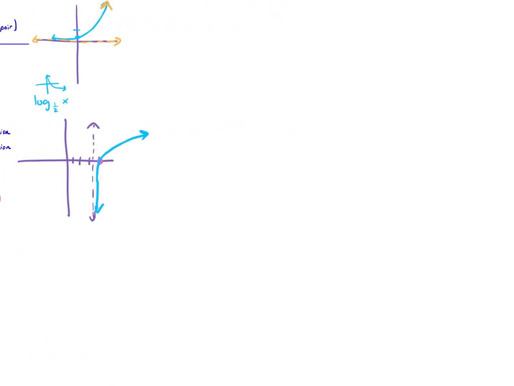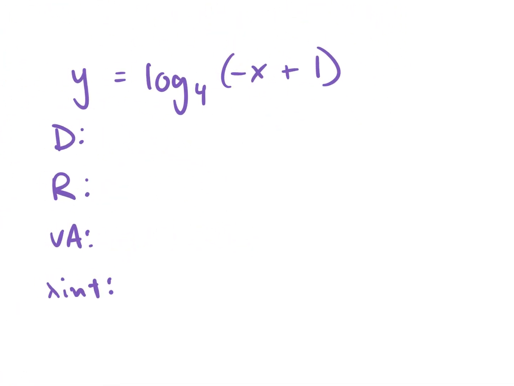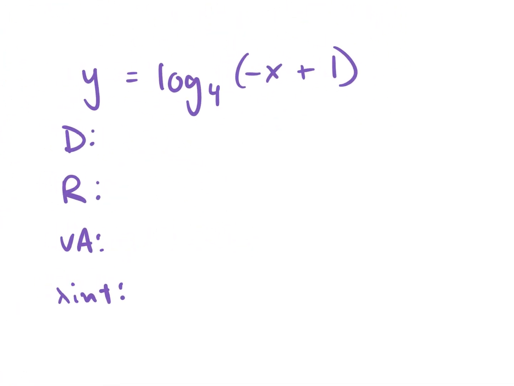I'm going to practice one more. So let's say we had log base 4 of negative x plus 1. So let's find our domain, range, vertical asymptote, and x-intercept. What's the easy one here? Range would be from negative infinity to positive infinity.